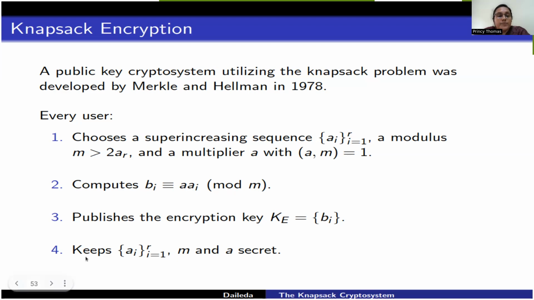Okay, and the secret keys are the sequence AI, I is equal to 1 to R, comma, M and A. None of these values are directly sent, but these values are used to calculate BI. So all these three values, M, A, and AI, which was chosen in the first step, are kept as secrets. This second step value is the published key, and it is sent over the net as the public key. Okay, now this is for every user.